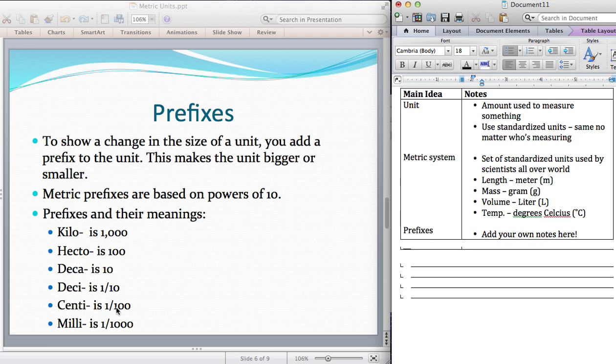Centimeter is 1/100th of a meter. A centigram is 1/100th of a gram. Millimeter, 1/1000th. Milligram, 1/1000th of a gram. Milliliter, 1/1000th of a liter. Same prefix, same value, no matter what.